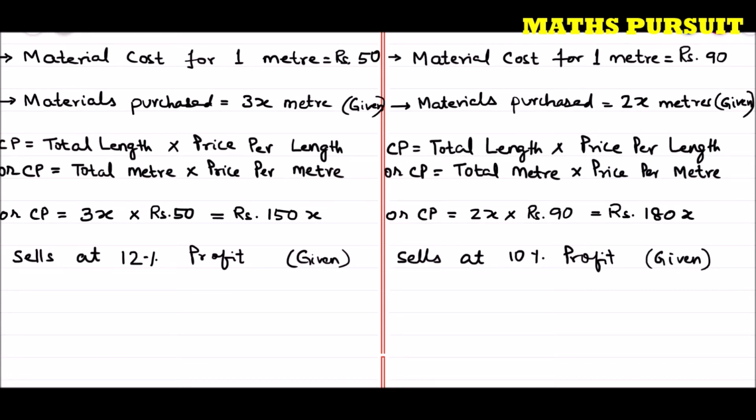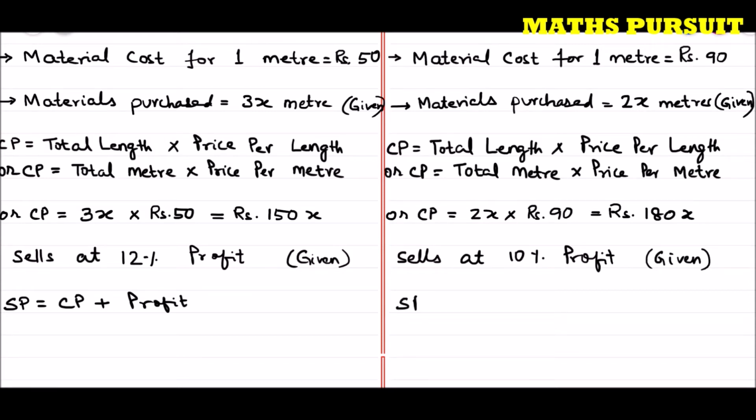12% profit means 12% of the cost price. 12% of the cost price is the profit, or here 10% of the cost price is the profit. Now let us calculate the selling price. Selling price is equal to cost price plus profit, because including profit, Hassan is selling the clothes.